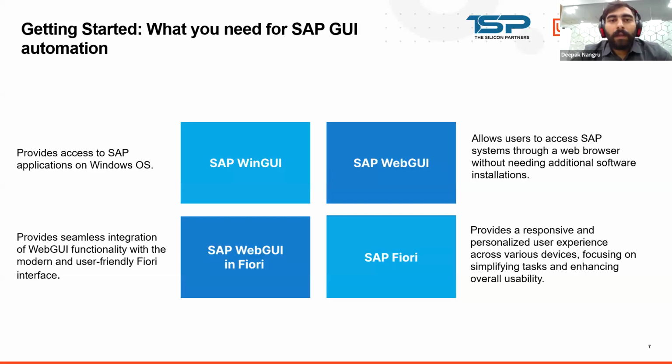So there are different environments of SAP. There are basic four I will talk about today. First is SAP Win GUI, then SAP Web GUI, then there is Fiori, and then Web GUI Fiori. Some are the desktop version, some are browser version. We'll see that some are the old ones, and some are modern design experience. So in classic design experience, there is SAP Win GUI.